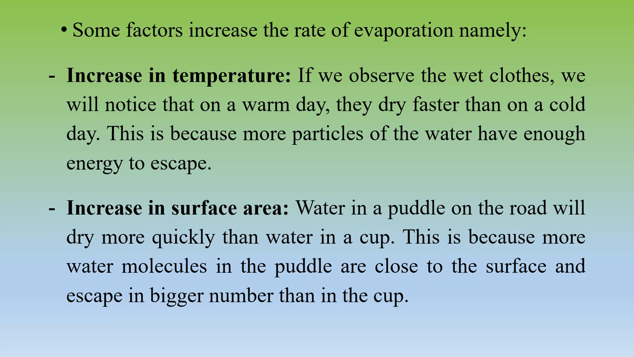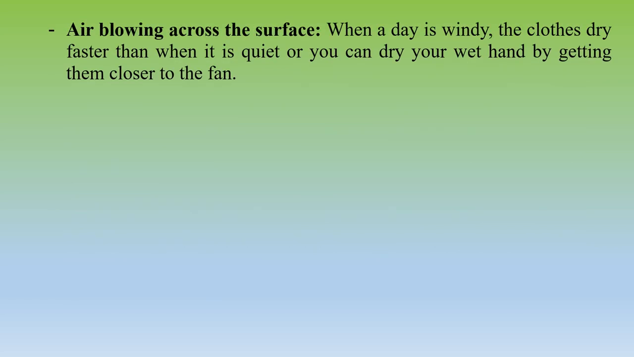Increase in surface area. Water in a puddle on the road will dry more quickly than water in a cup. This is because more water molecules in the puddle are close to the surface and escape in bigger number than in the cup. Air blowing across the surface.